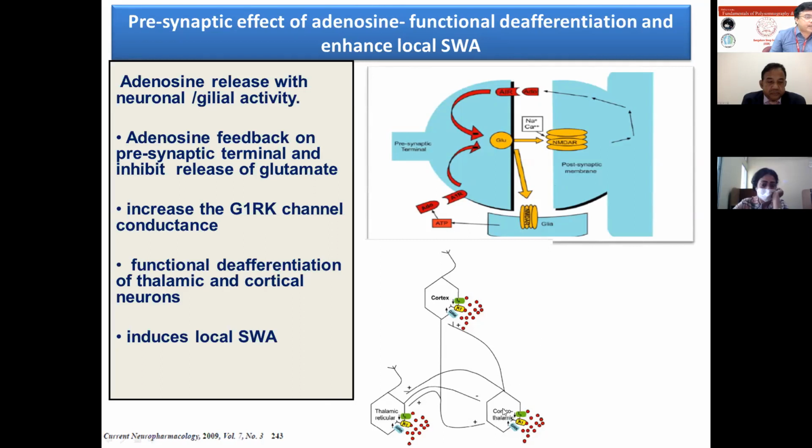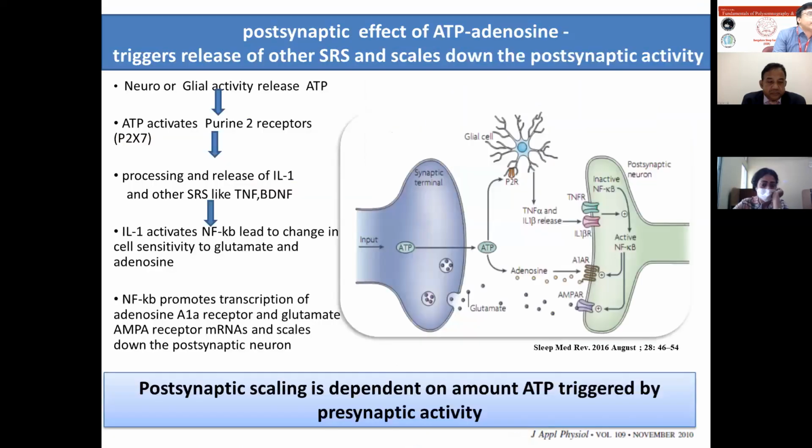So at the local level, at the cortex, the thalamus and the thalamocortical areas, because of the presynaptic inhibition of the release of glutamate by adenosine, and the increase in the expression and conductance of the potassium channels, there will be a functional differentiation between thalamic and cortical neurons, and in turn it induces local slow wave activity. So this is how adenosine plays an important role in functional differentiation by its presynaptic activity.